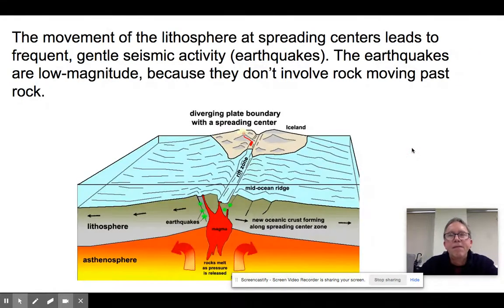There we go. Okay. Now, the other thing about these spreading centers is it tends to be a place where we have a lot of earthquake activity. But remember, earthquakes happen when rocks move past each other, but since they're not moving past each other, they're actually moving away from each other. It's very gentle earthquake activity. It's the most common earthquake activity on the planet. Thousands and thousands of times a day, there are earthquakes along the world's mid-ocean ridges, but they're very small magnitude ones. They're almost unfeelable, like magnitude 2 or less. And that's because the rocks are moving apart rather than moving side to side next to each other.